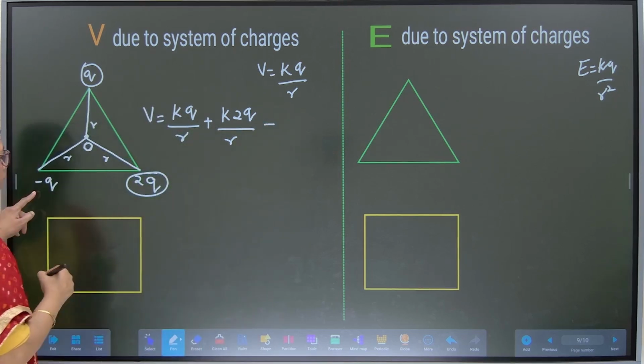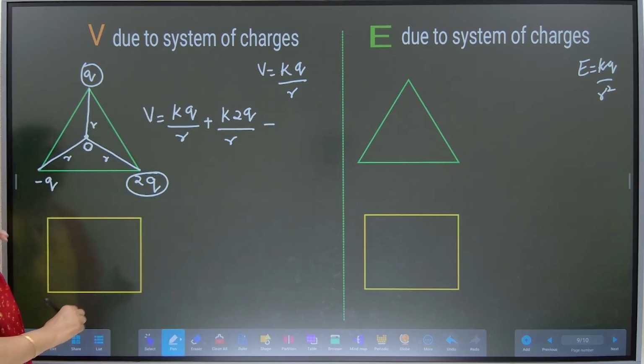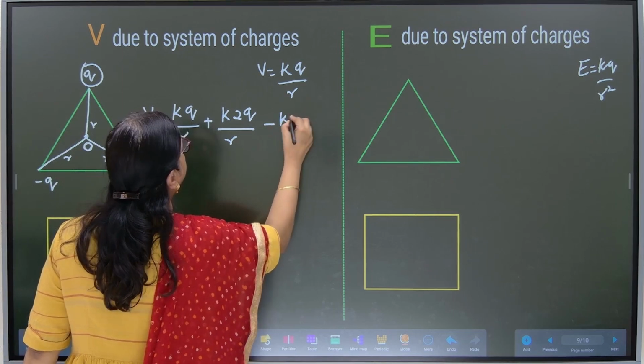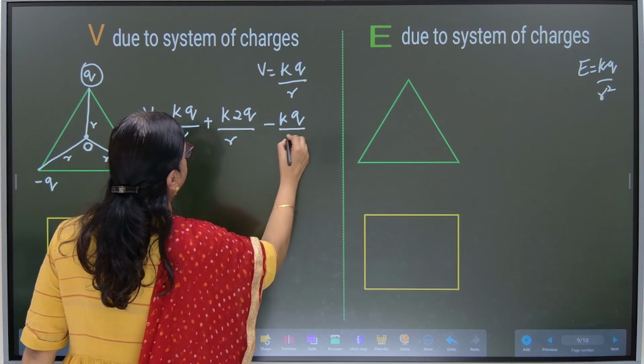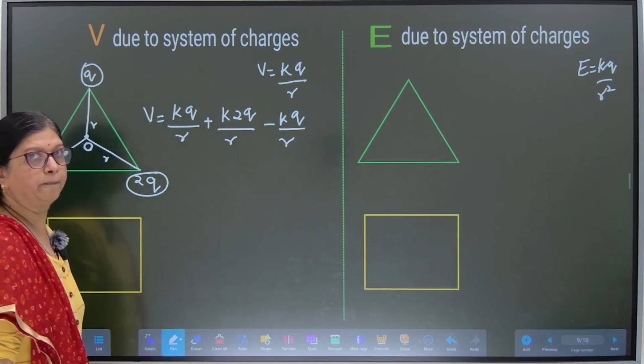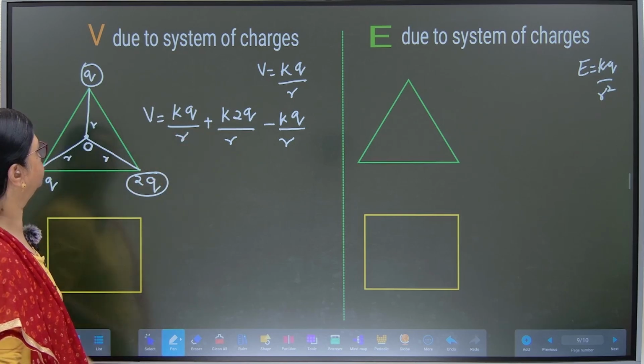Minus, why am I writing negative here? Because this is the negative charge. So it is kQ upon R. Simple. Fine, I have written.